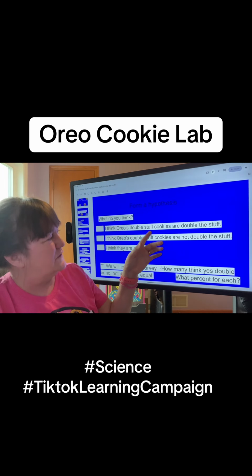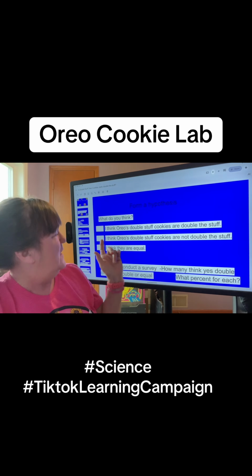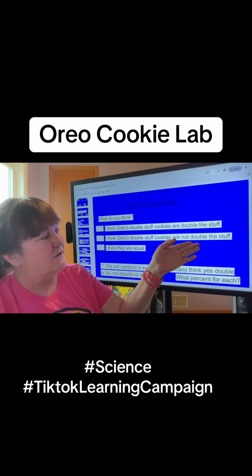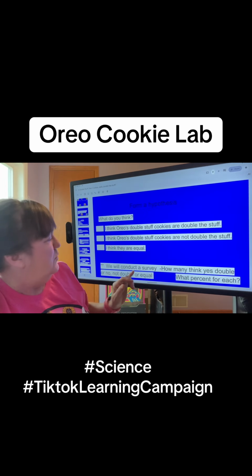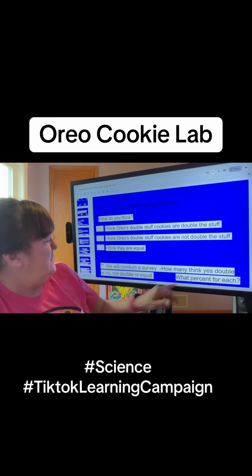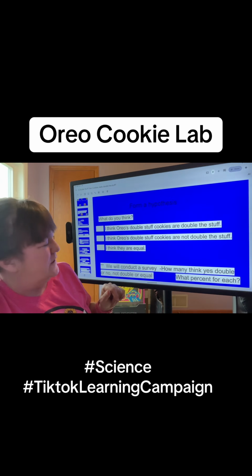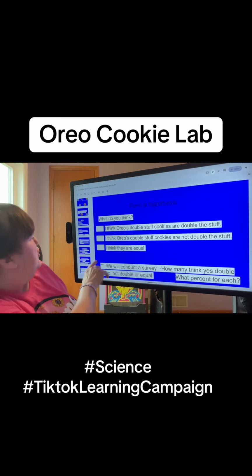I think the Oreo double stuffed cookies are double the stuff. I think Oreo double stuffed cookies are not double the stuff. I think they are equal. We will conduct a survey. How many think yes, double, or no, not double, or equal? What percent for each?